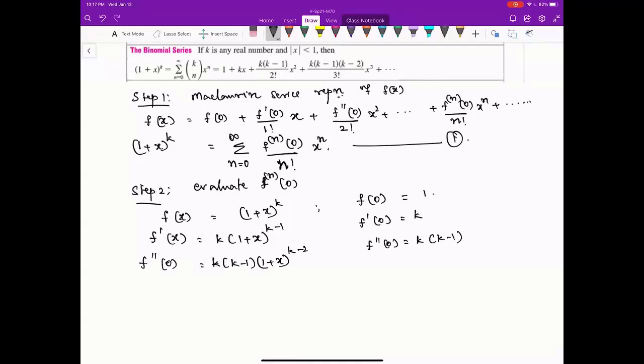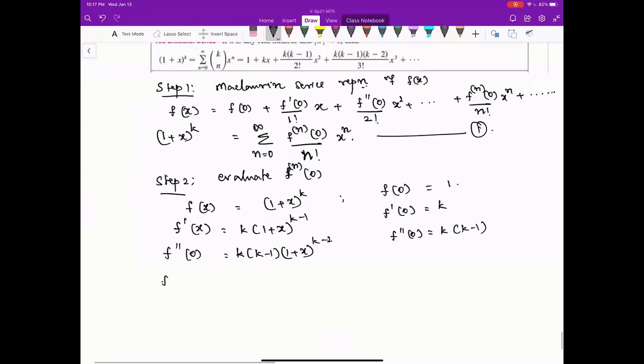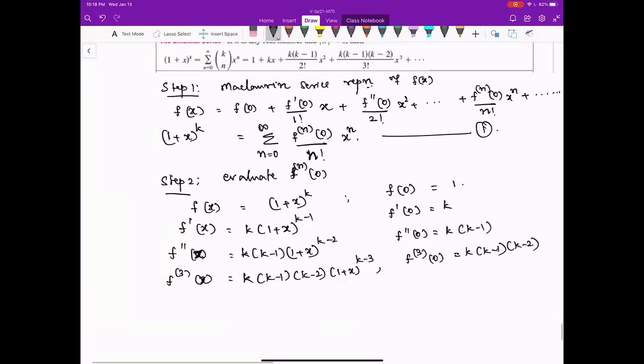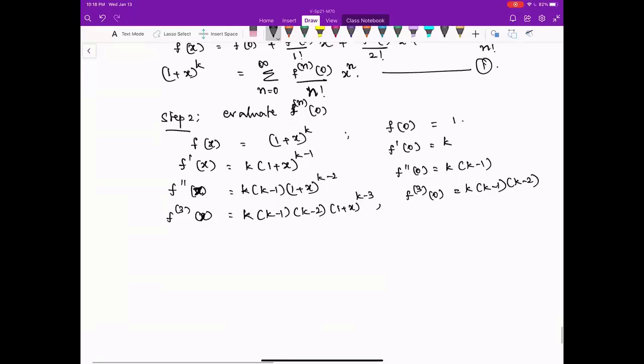So if you continue that, the third derivative, if you compute, is k times k minus 1, times k minus 2, times 1 plus x to the power k minus 3. Then the third derivative at 0 would be k times k minus 1 times k minus 2 times 1. So it goes on like this.